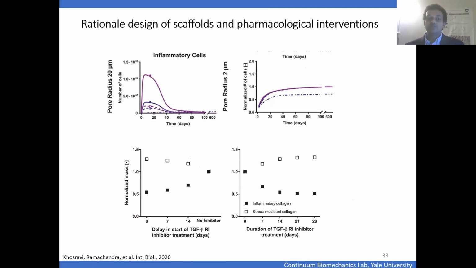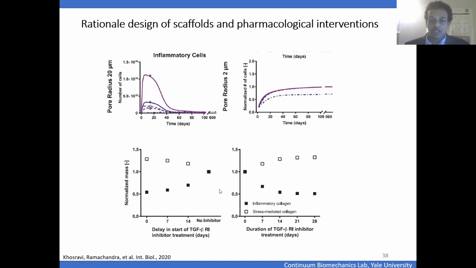Now, one of the things we explored was the effect of pore radius, because that's what you control when you manufacture these polymers. And we determined that a 20 micron pore would be a good design, but with 2 micron, it would be terrible because you would have no cell infiltration whatsoever. And that's not good because you won't have a functioning tissue engineered vascular graft at the end of it.